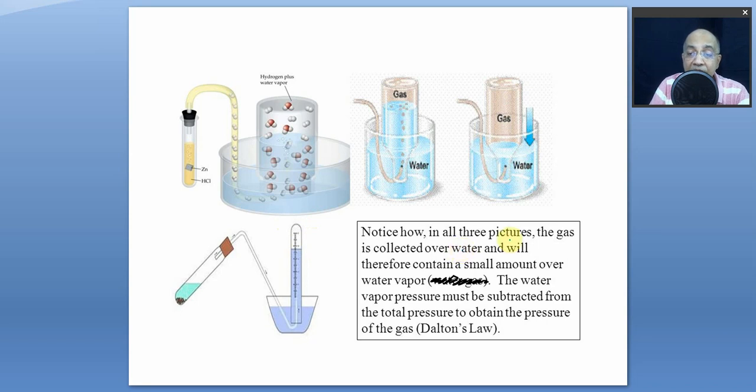Notice how in all three pictures, even the fourth picture, the gas is collected over water and will therefore contain some amount of water vapor. The water vapor pressure, what is called aqueous tension, must be subtracted from the total pressure to obtain the pressure of the dry gas. That is what we call Dalton's law. Forget about Dalton's law now. In our course, we will not study Dalton's law. We will study it in the physical chemistry program.